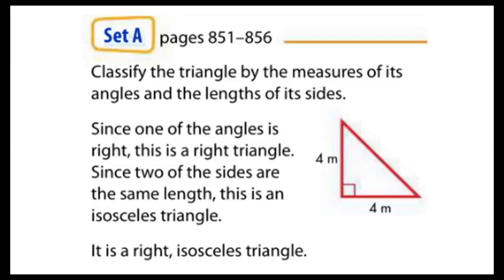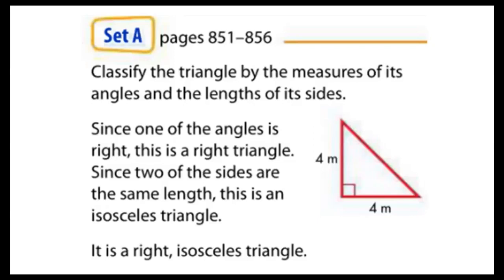Okay, so the triangle in front of you, I can say it's a right isosceles triangle. Right for the angle measure, isosceles for the side lengths. It is a right isosceles triangle. This one we have to determine or classify according to the last line here. You can read it and say it is a right isosceles triangle.